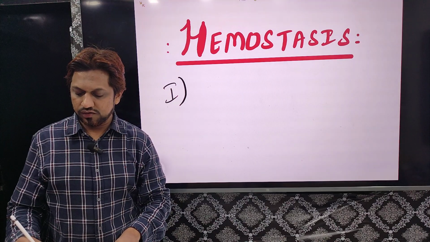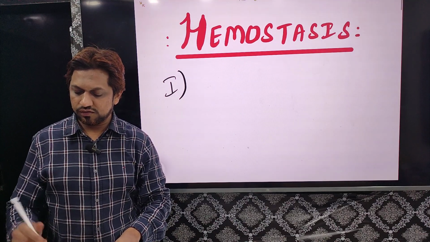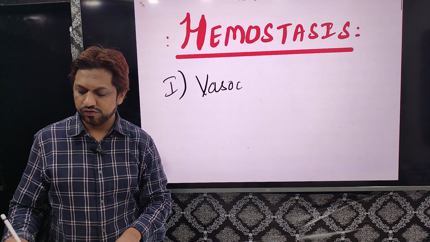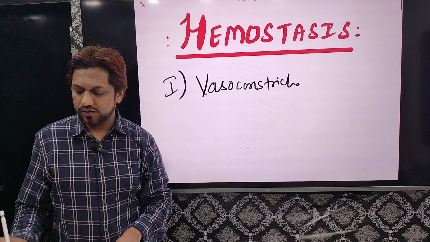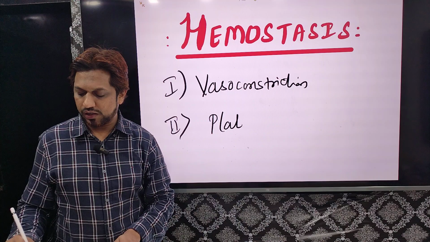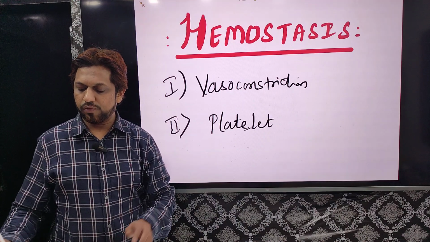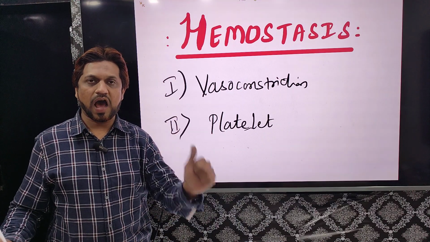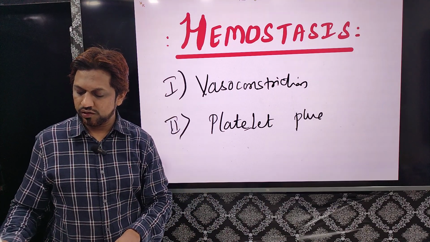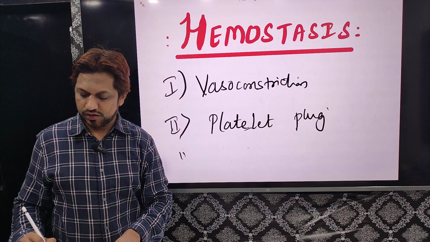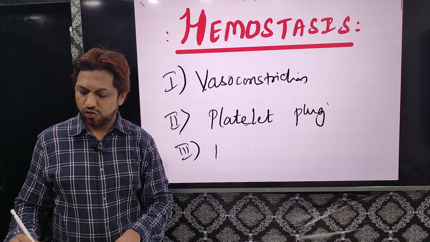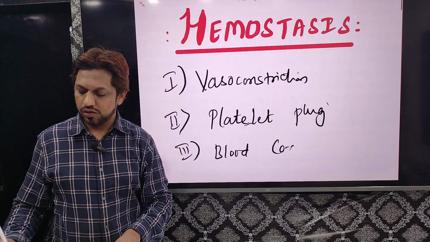The first step in hemostasis is vasoconstriction. As soon as the bleeding starts, there is vasoconstriction. Then the second step will be formation of the platelet plug. Out of the three important cells in the blood, that is the RBCs, platelets and WBCs, platelets are very important. Then finally the blood clot formation, that is the blood coagulation. This process is known as blood coagulation.